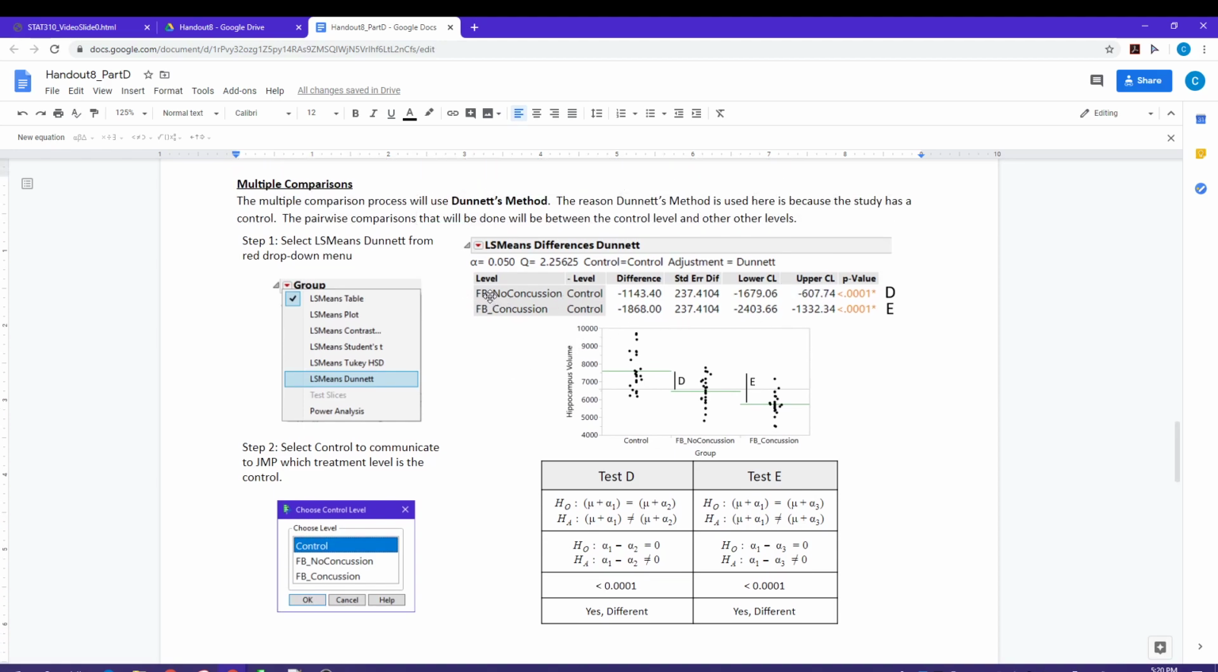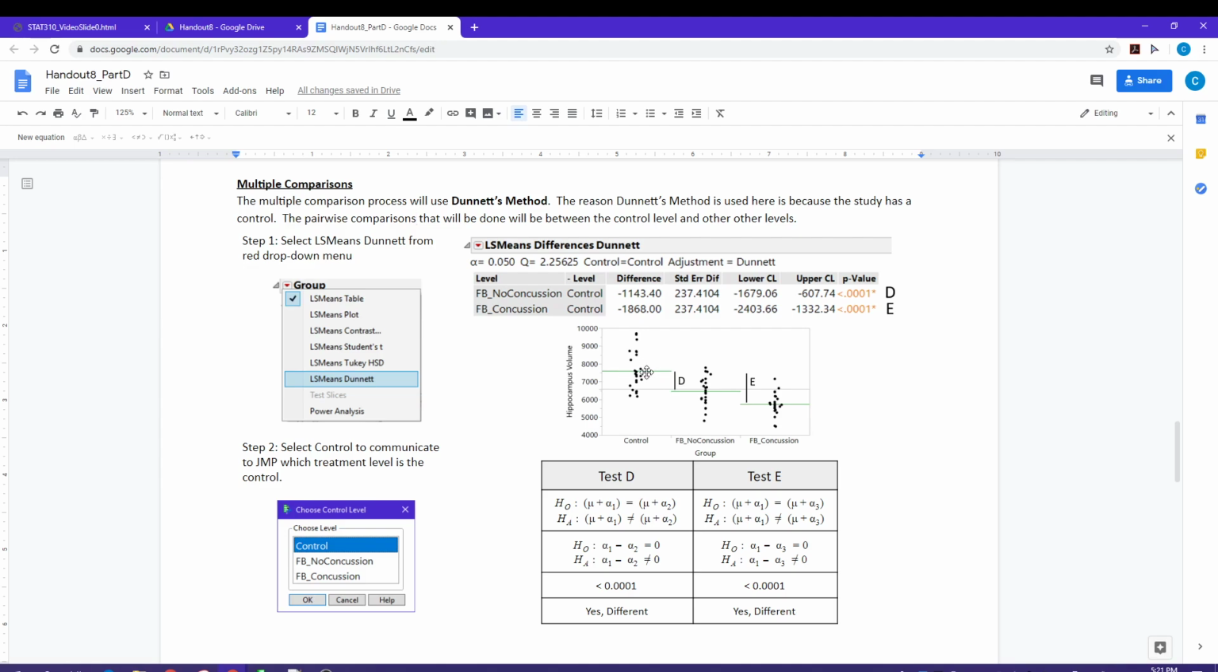Now this is comparing again. I have 2 tests over here. Test D is going to be comparing the no concussion group, which is the middle group, against the control. So is that vertical line there represented by D going to stay away from 0? Now these aren't individual tests. This is not comparing the green line against the grand average, but it's comparing the 2 green lines against one another.